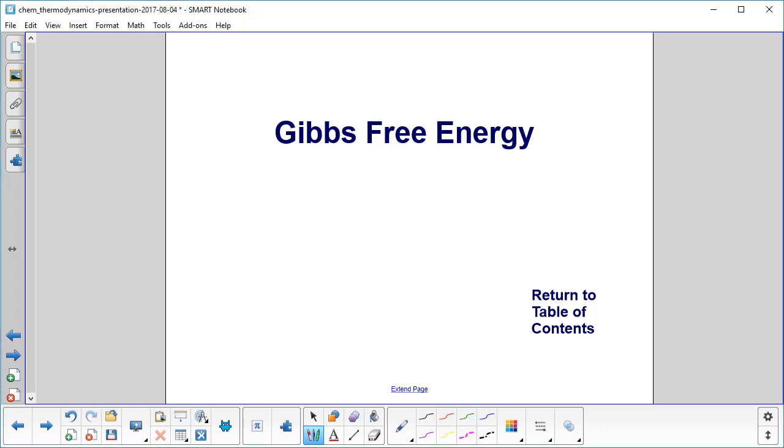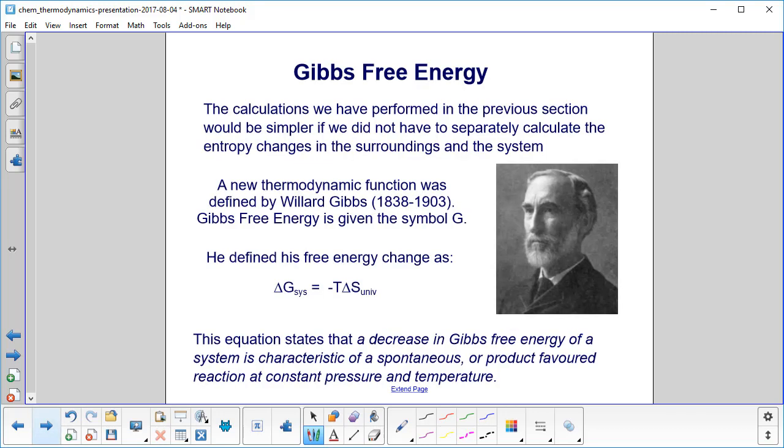We've been talking about Gibbs free energy, and now we're going to explain what it is. The calculations we performed in the previous section would be a lot easier if we did not have to separately calculate the entropy changes in the surroundings and the system.